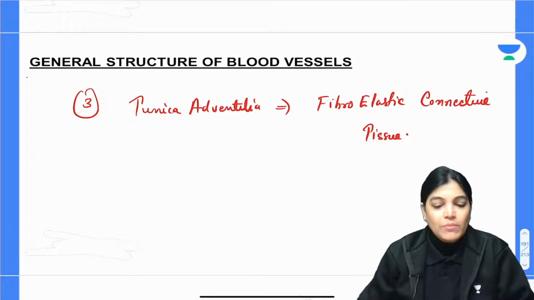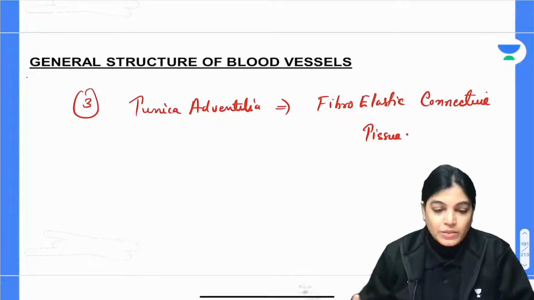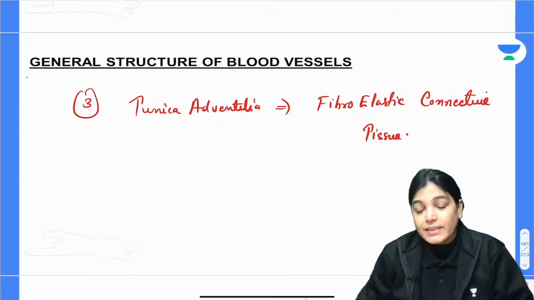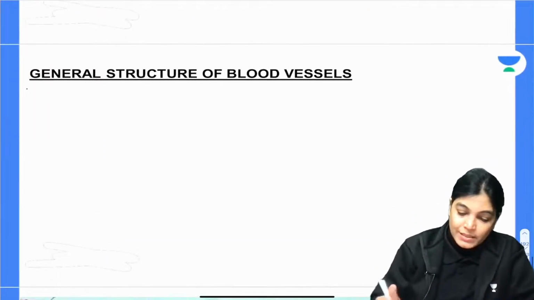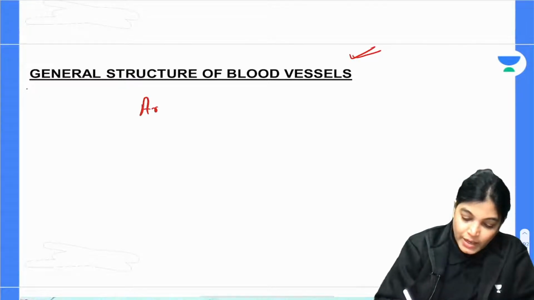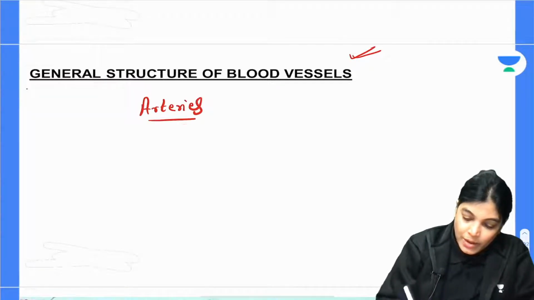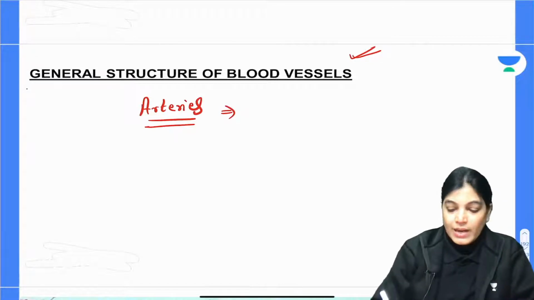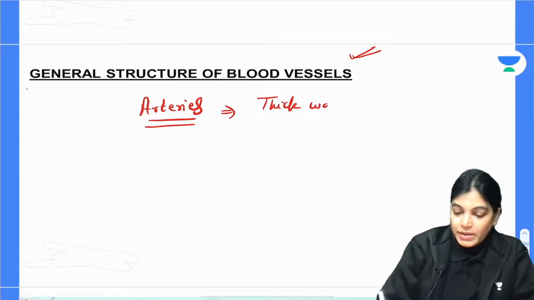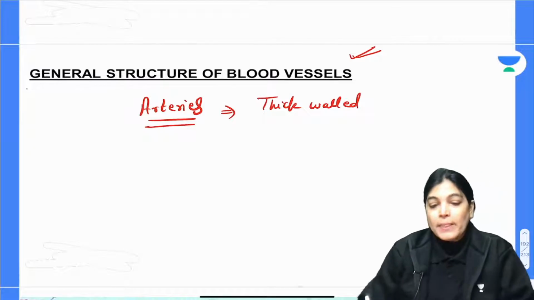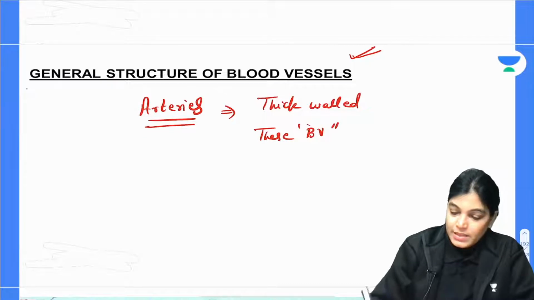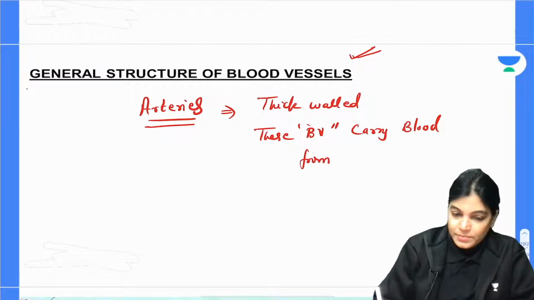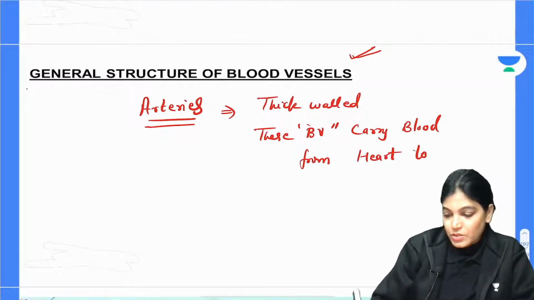So if I talk about general terms, arteries are thick walled blood vessels that carry blood from the heart to the capillaries. In general, these terms apply to blood vessels, but if I talk only about the arteries, firstly we will discuss the arteries. Arteries are thick walled as compared to veins, and these blood vessels carry blood from the heart to the capillaries.